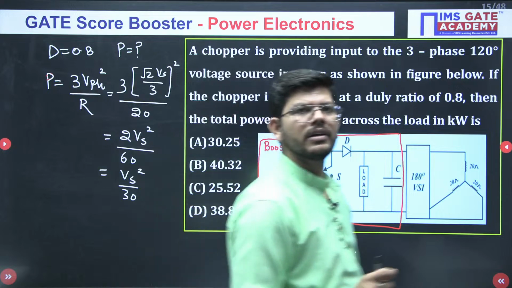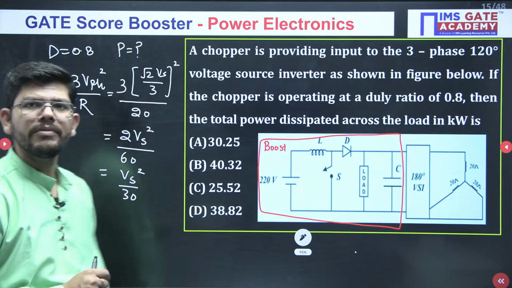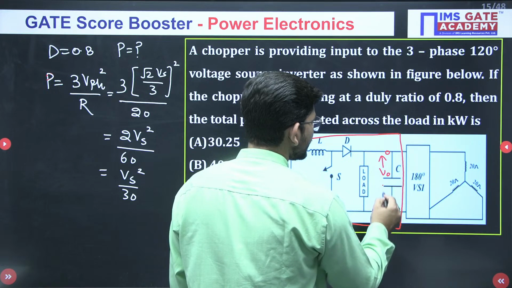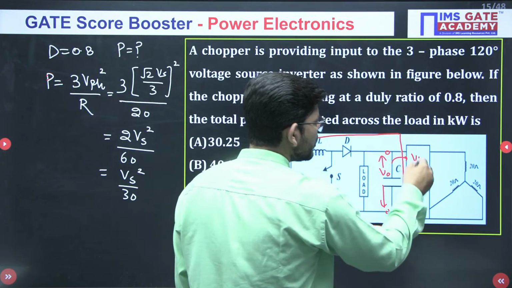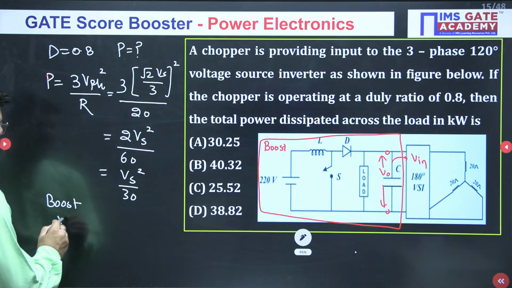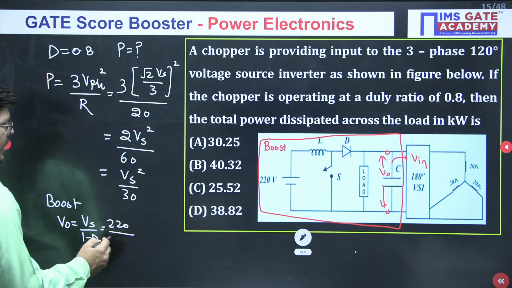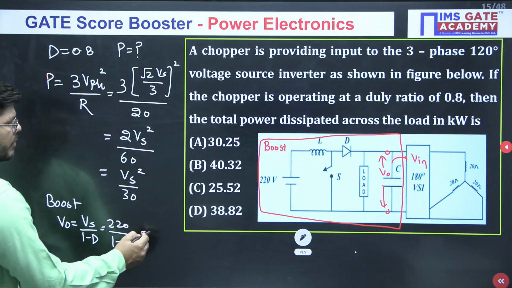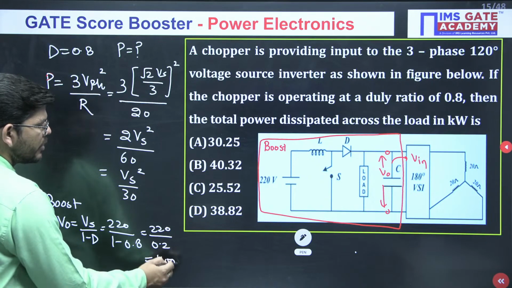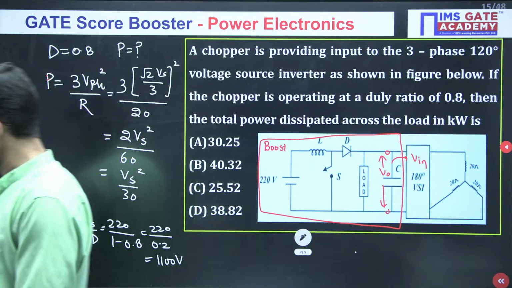But do we know the value of Vs here? I think we are not having the Vs value. Whatever will be the output of this boost converter, that will be the input voltage for our VSI. For a boost converter, the output voltage is input voltage divided by 1 minus D. So input voltage is 220 divided by 1 minus 0.8, so 220 upon 0.2, which is 1100. So 1100 volt will be the output voltage of the boost converter.